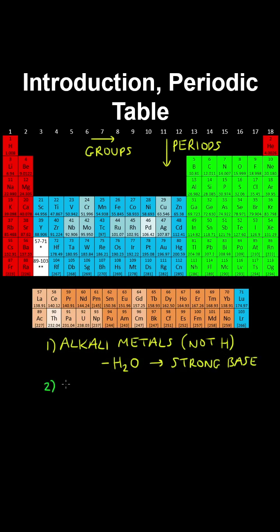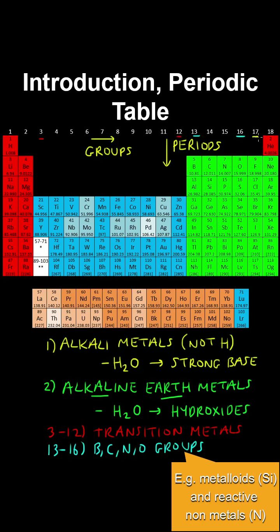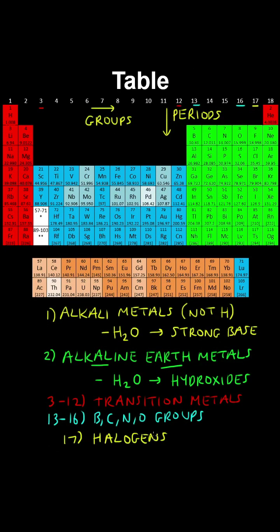Now group 2 are the alkaline earth metals, and these exist in the Earth's crust and react with water to produce hydroxides, which are alkaline in nature. And groups 3 to 12 are the transition metals, and from 13 to 16 we have the boron to oxygen groups. Now group 17 are the halogens, so these react with metals to produce salts.